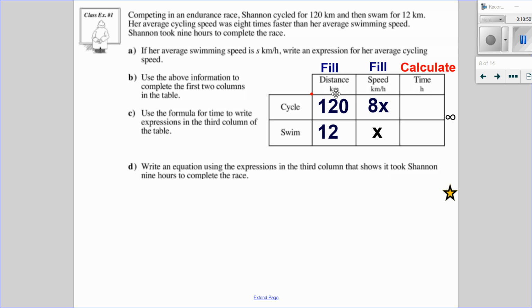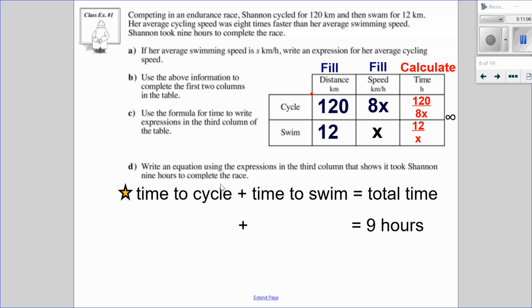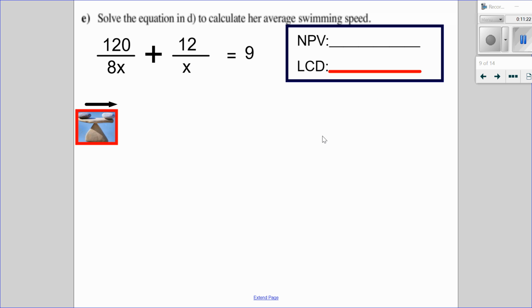Time is distance divided by speed. So 120 over 8x and 12 over x. Now we want to write the equation, and we're going to use the fact that it took 9 hours to complete the race. So the time to cycle plus the time to swim is the total, which is 9 hours. Here's the time it took to cycle, here's the time it took to swim. We're going to add those two and get 9 hours. So now we have an equation that we can solve. Let's go ahead and solve that.